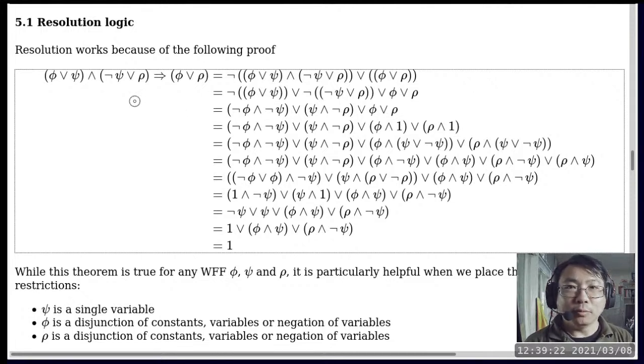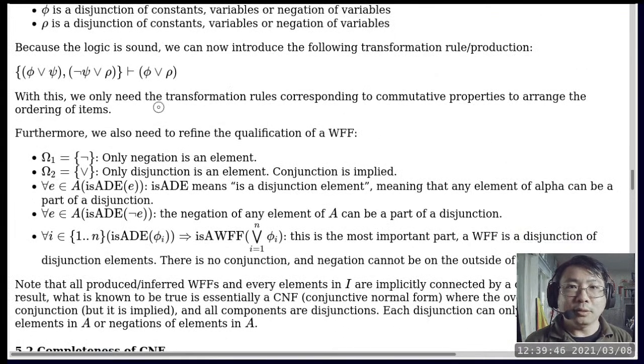So what does that mean? That means this implication is always true. Doesn't matter how you choose your phi, your psi, or your rho, this implication is always true. So that makes it a good candidate as a production, which is a syntactic manipulation thing that we use in propositional logic. So that's why we basically end up with this thing here.